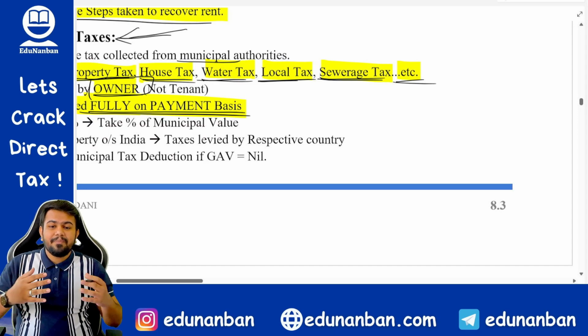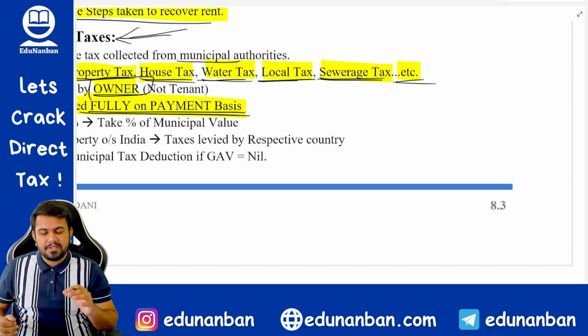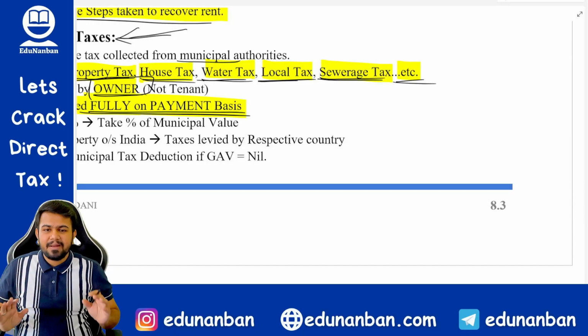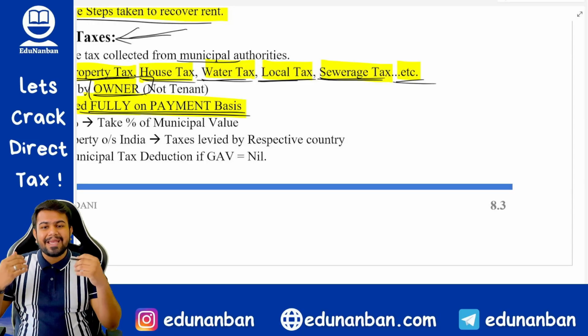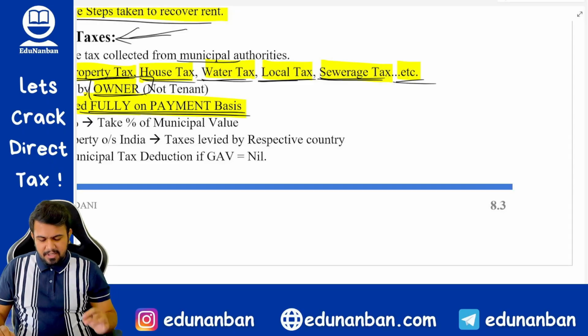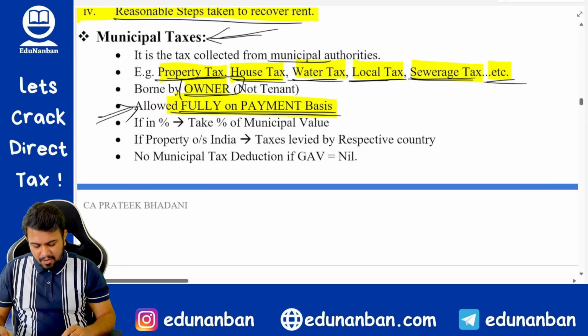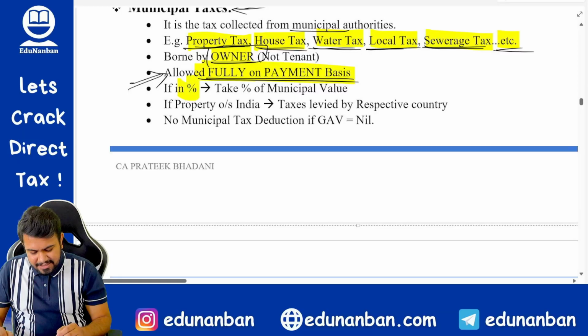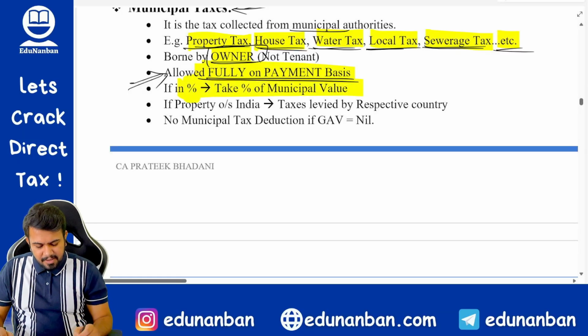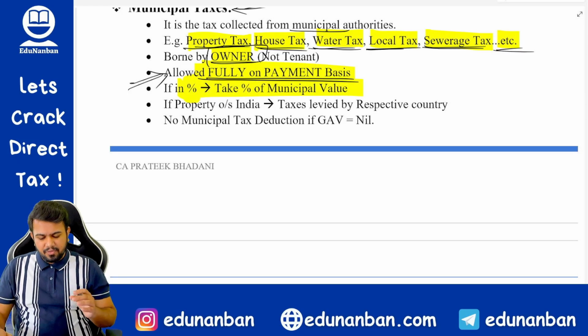Sir, what if I pay the municipal tax for 5 years? Can I take the entire amount as deduction? Answer is yes. If I pay for 5 years also, I can take the entire amount as deduction. So it is allowed on payment basis. Now, in the question, if municipal tax is given in percentage form, then take the percentage of municipal value.